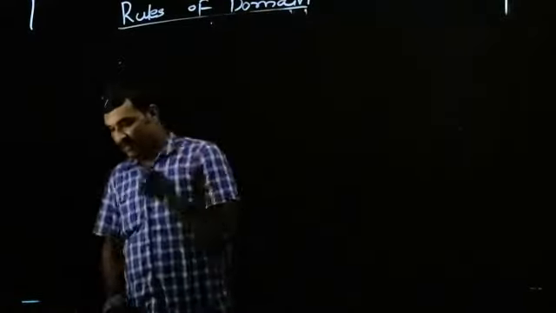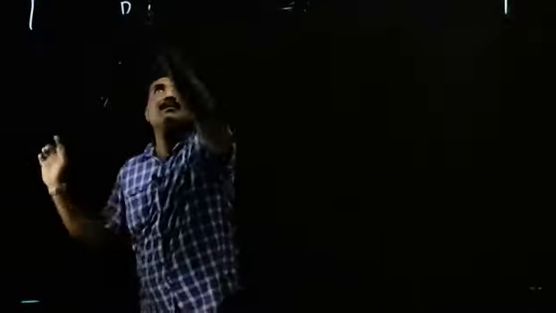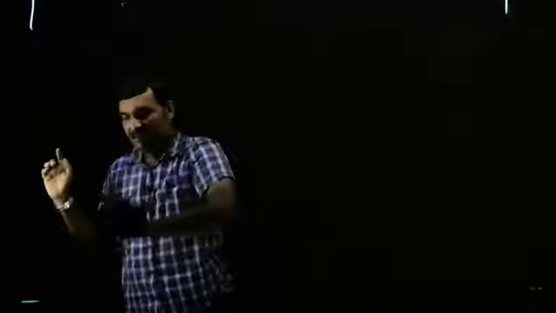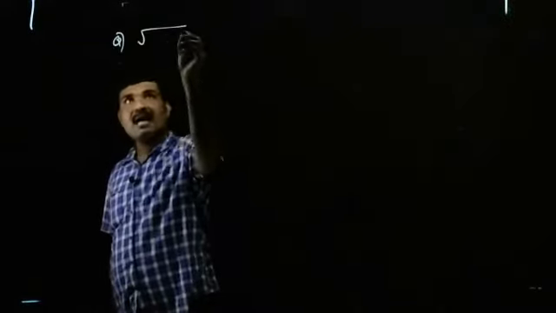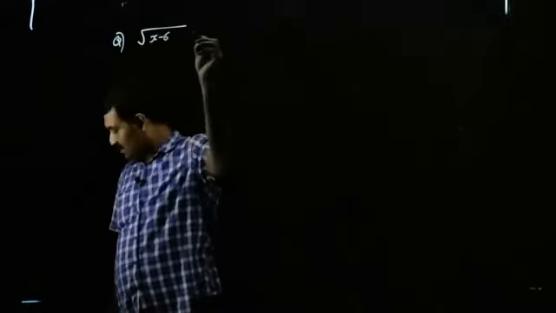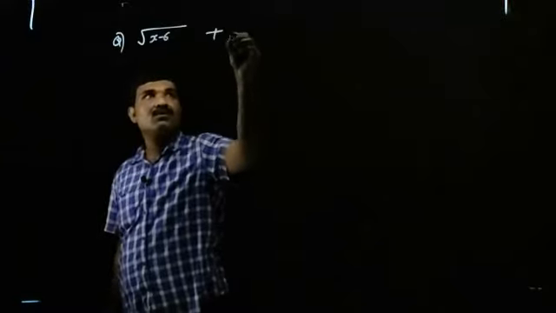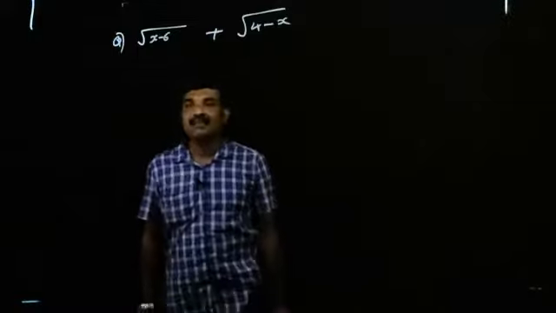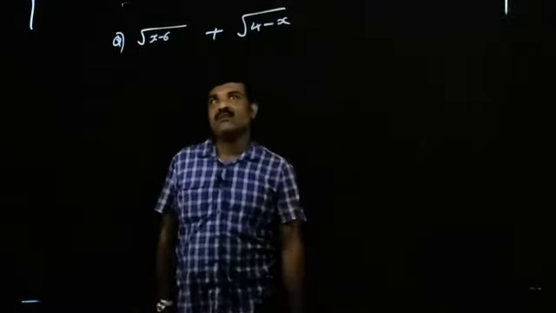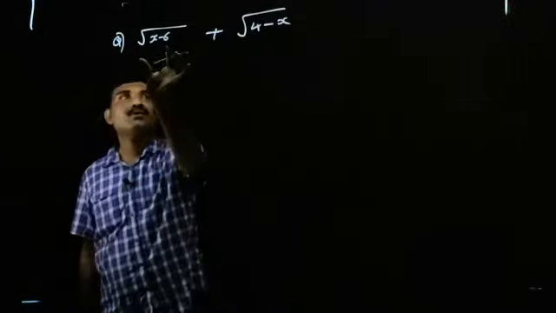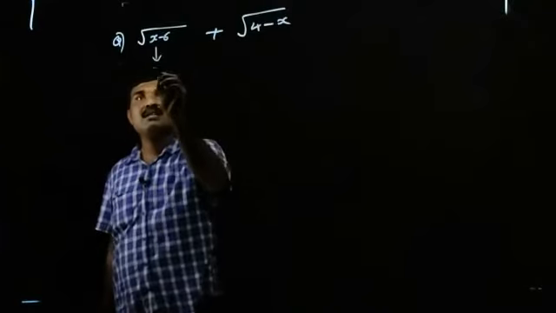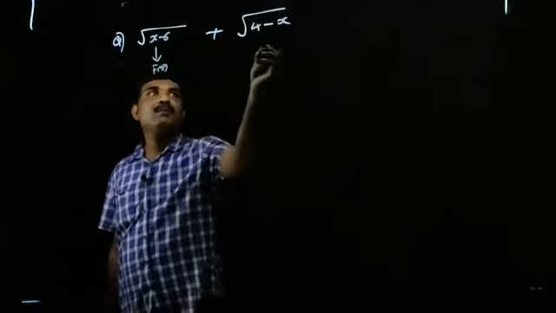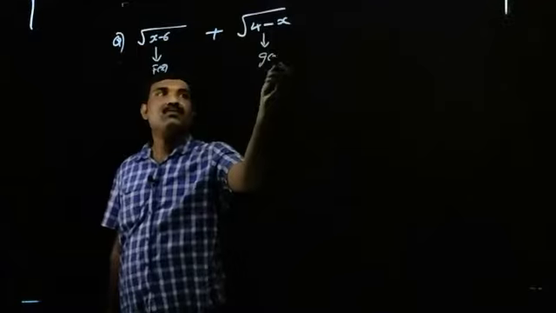So I have a question. Consider the square root of x minus 6 plus the square root of 4 minus x. Determine the domain, or the values of x. So we have a sum of two functions. We can consider this as function f of x plus function g of x.